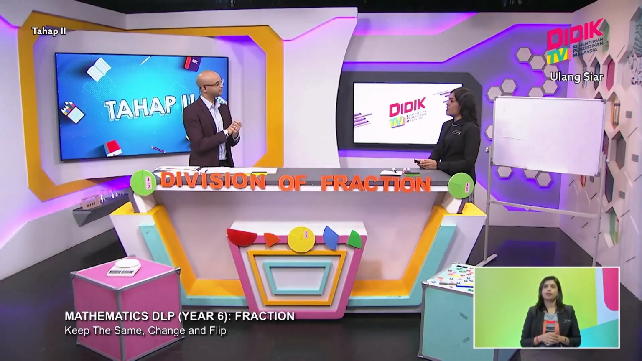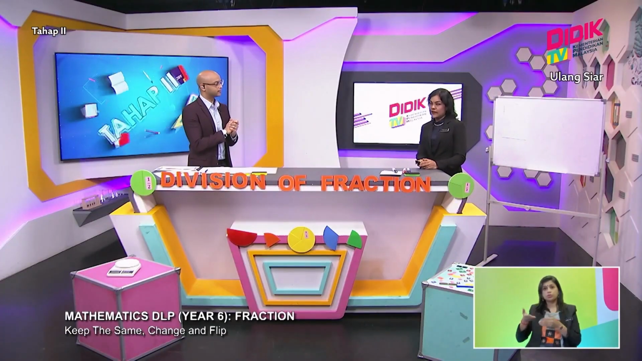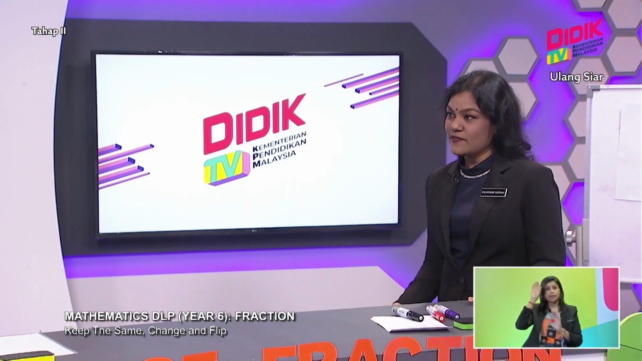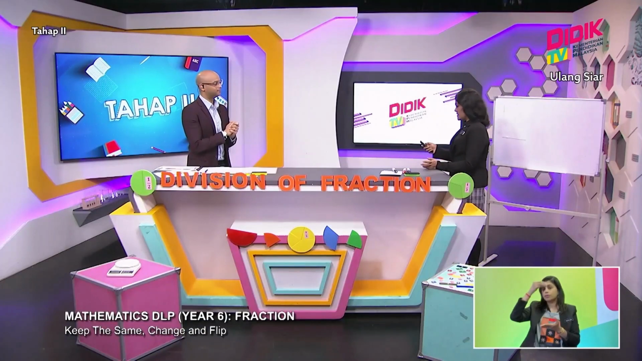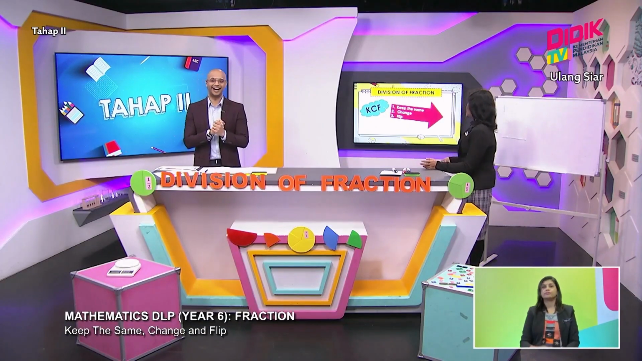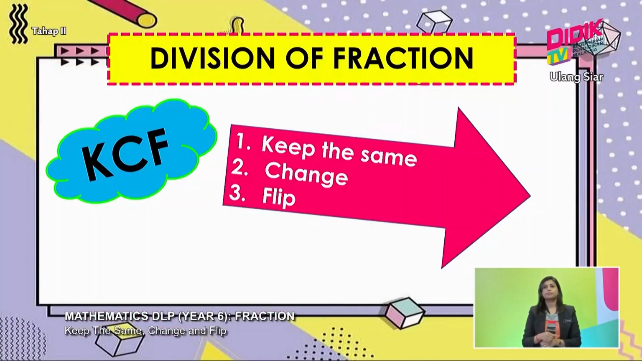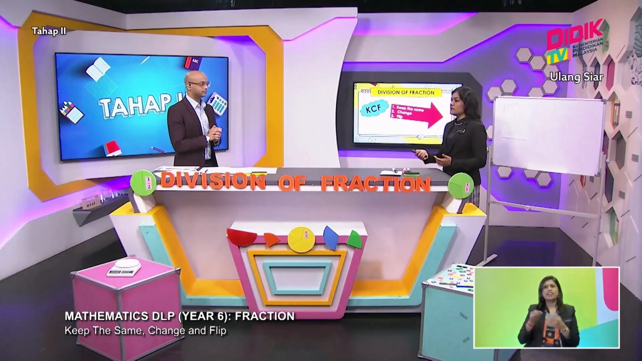Just now you learned how to divide using the diagram, right? So now we are going to look at what KCF is. Remember I told you about KCF? So what is KCF? K stands for keep the same, C stands for change, and F stands for flip. So what are we going to keep the same, what are we going to change, and what are we going to flip? Now we go through some examples.